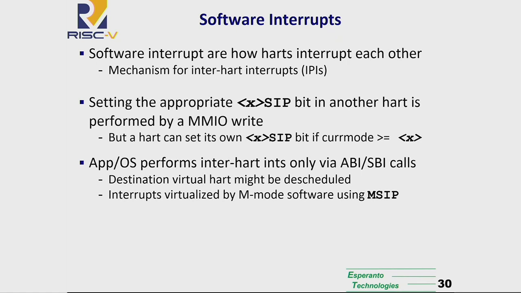The way you do a software interrupt is effectively by writing an MMIO location that causes the interrupt pending bit to be set in another core. Only machine mode is allowed to do that, so you'd have to make an ABI call using the ECALL instruction to do that to another core. You can do it to yourself, however. And I'm running out of a bit of time here.